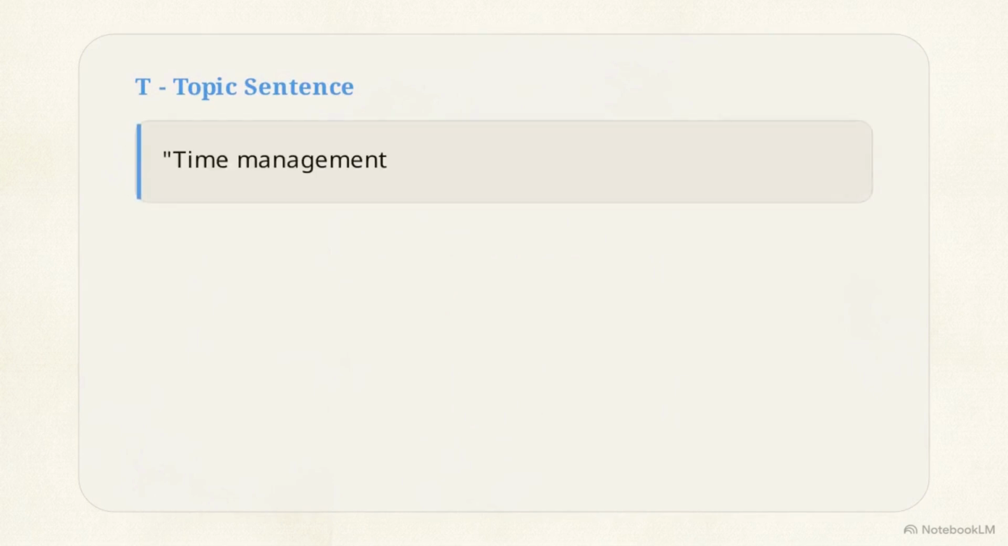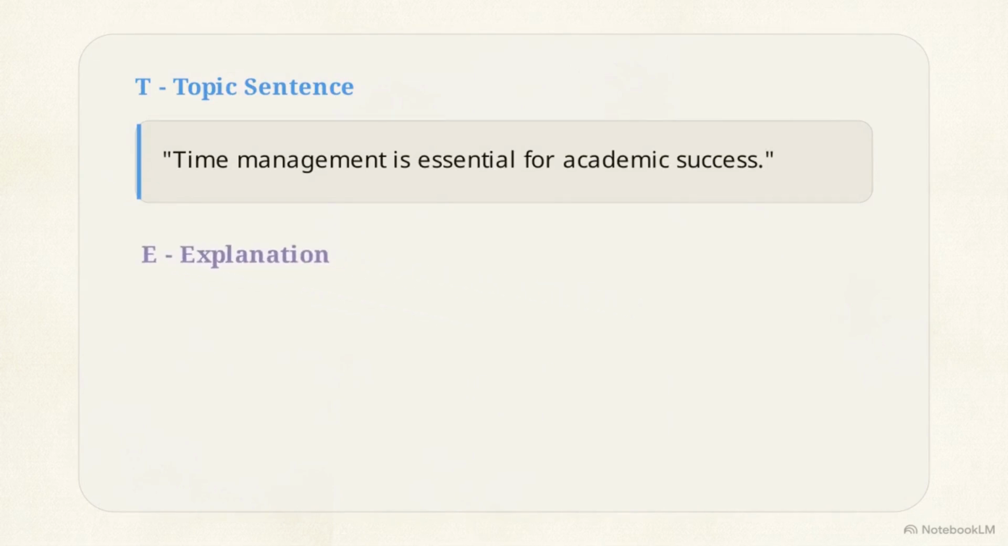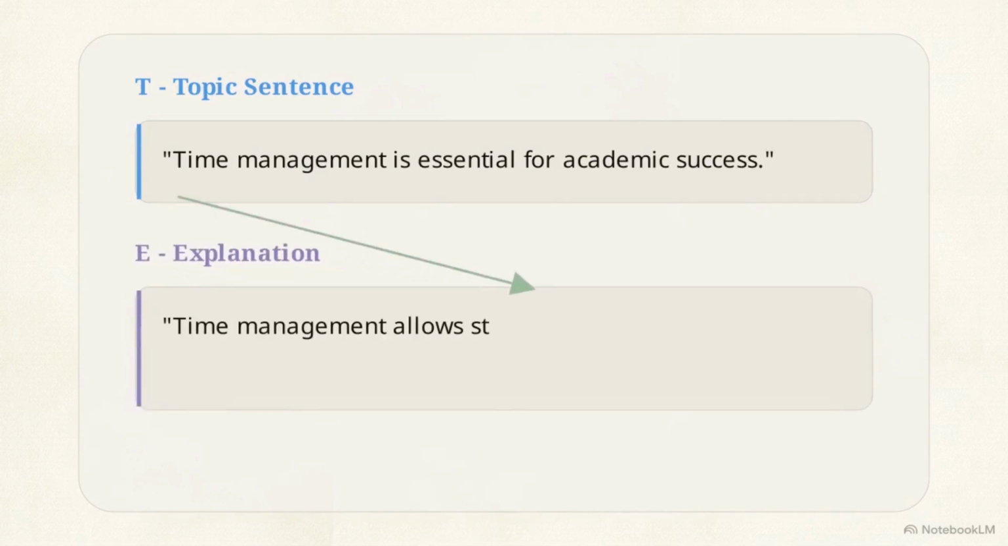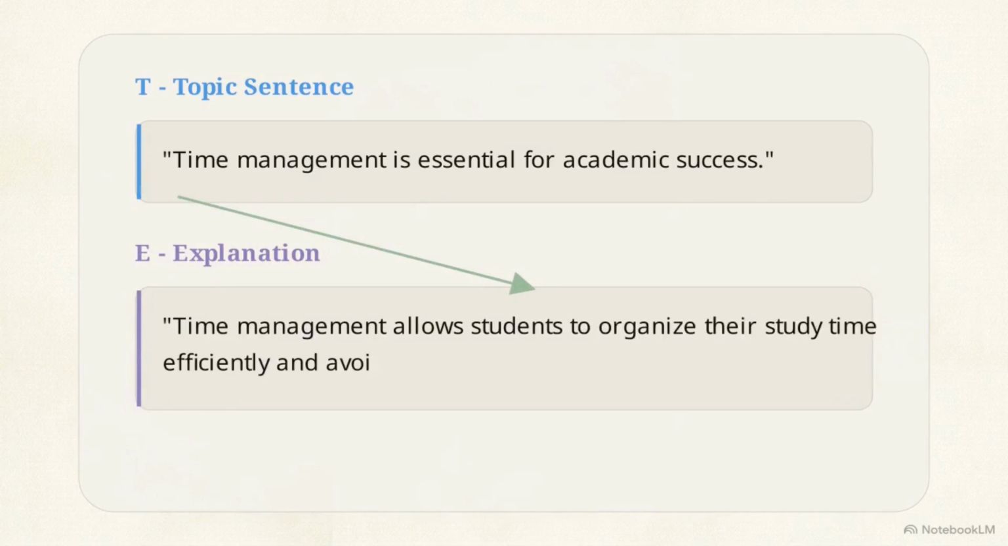Step 1 is the T, the topic sentence. It declares the paragraph's exact focus. Example, time management is essential for academic success. Step 2 is E for explanation. Here, you define your terms, explaining what your topic sentence means and why it matters.